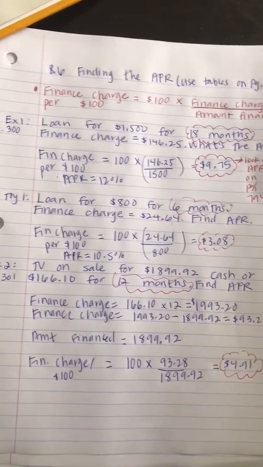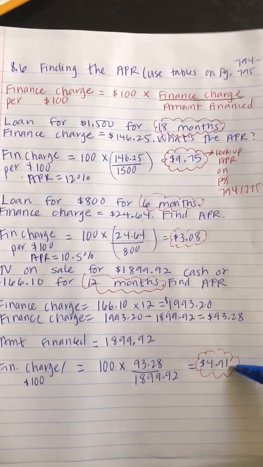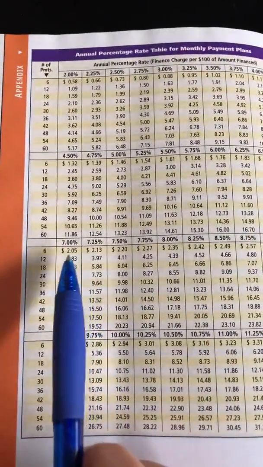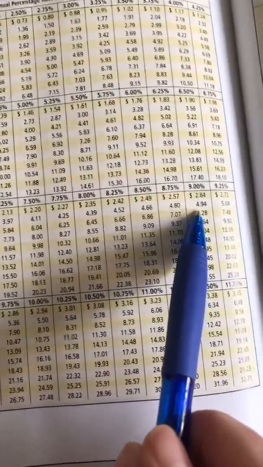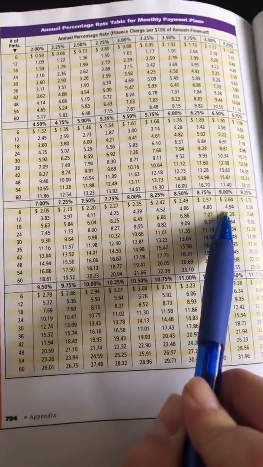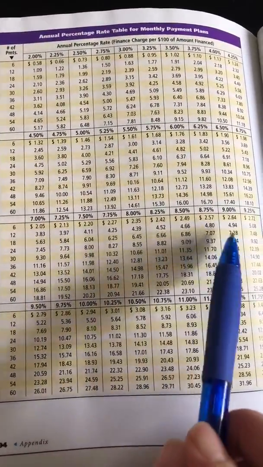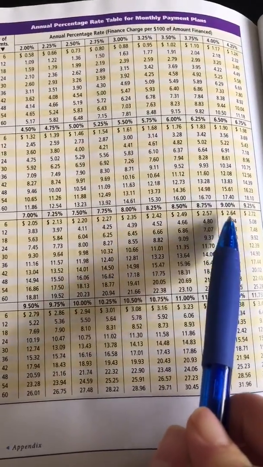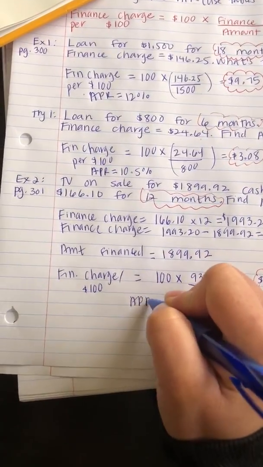And then I'm gonna go to the table on page 794, 795, and I'm gonna look for 4.91, 12 months. Okay, so I go to 12 months here, and I need to find 4.91. Okay, because 4.91 is not in there, we pick the closest one, which is 4.94. So you see 12 and then 4.94, and the APR is 9%. So that's what the APR would be.